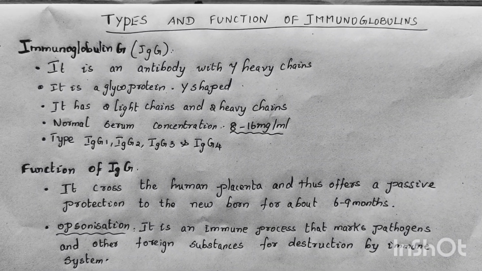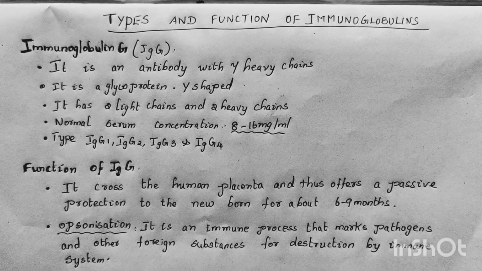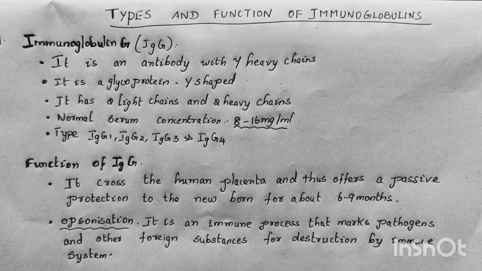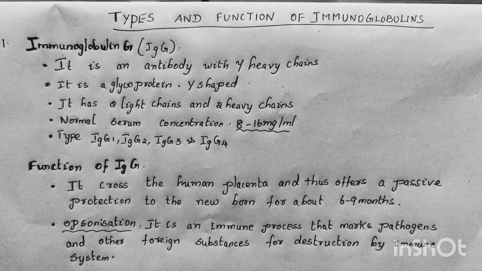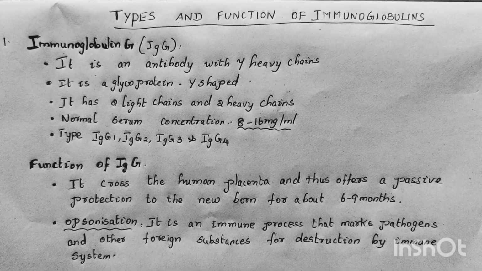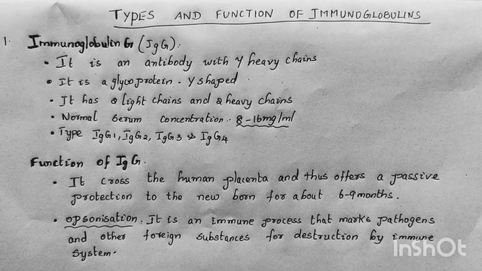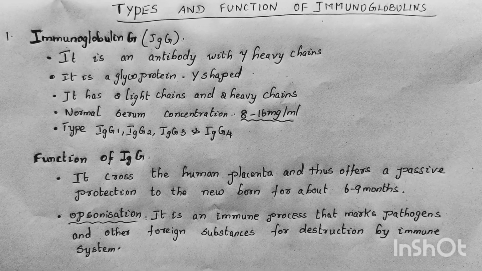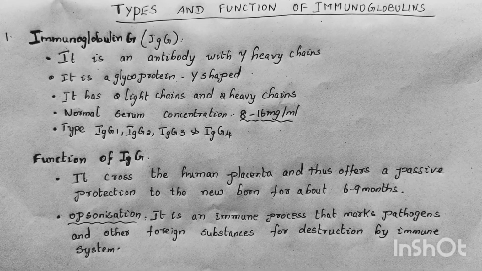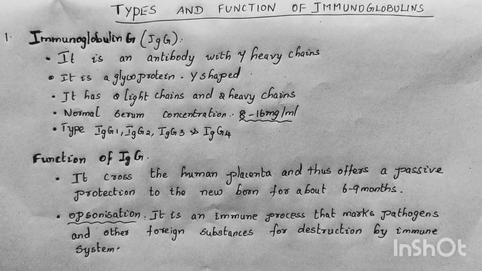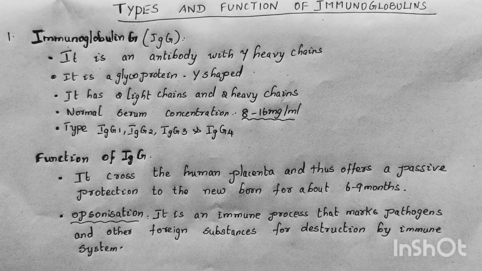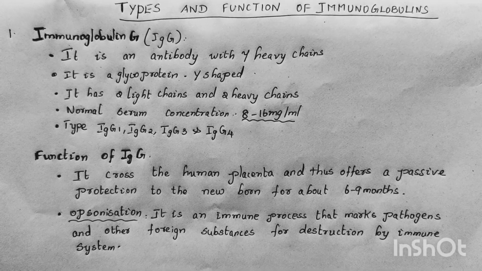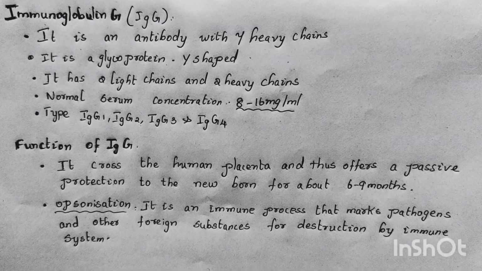Next we'll see the types and functions of immunoglobulin. The first one, IgG. It is an antibody with a gamma heavy chain. It is a glycoprotein and is also Y-shaped. It has 2 light chains and 2 heavy chains. The normal serum concentration is 8 to 16 mg per ml. You have so many subtypes for it, that is G1, G2, G3 and G4.